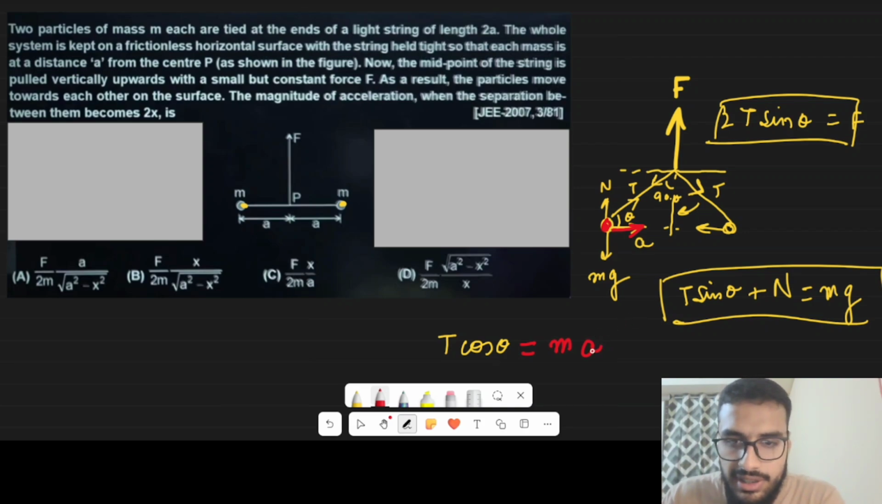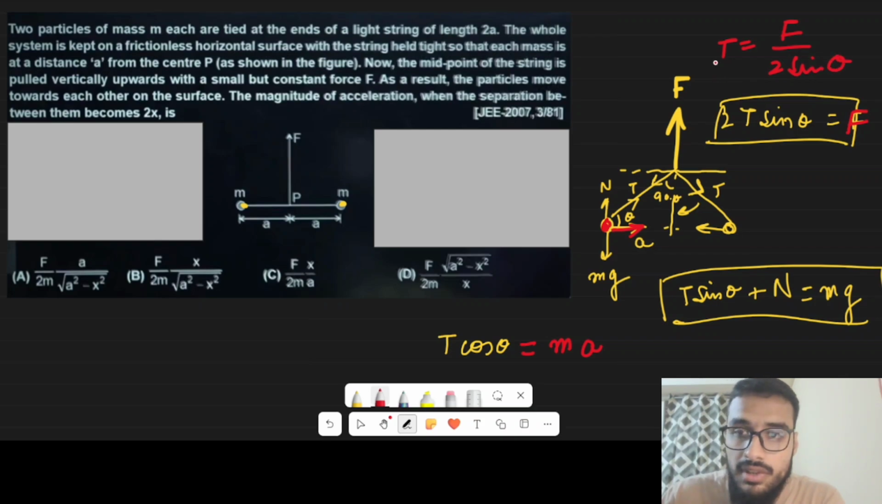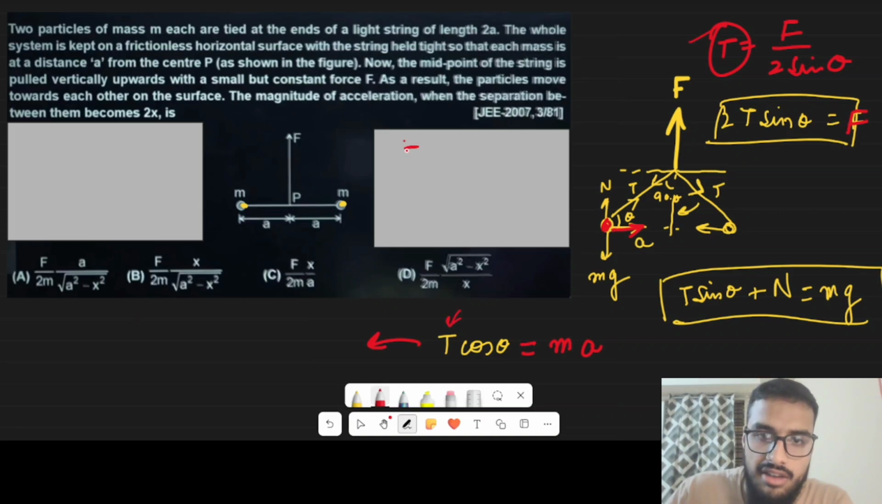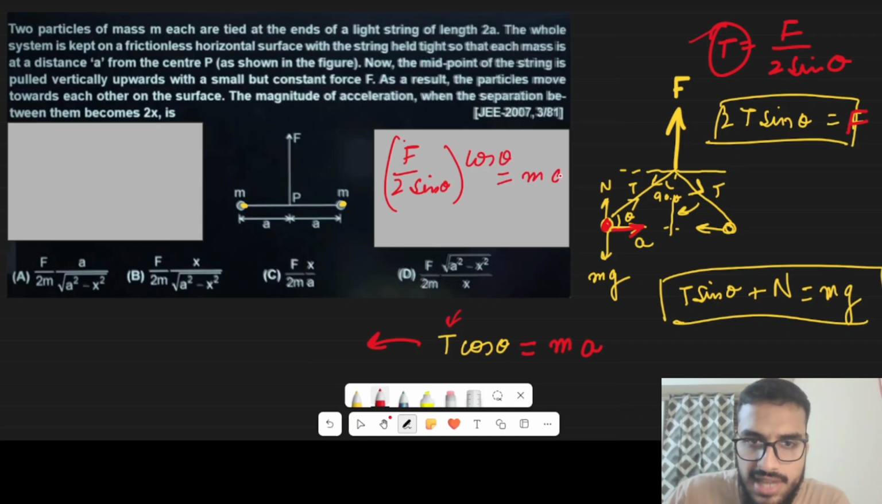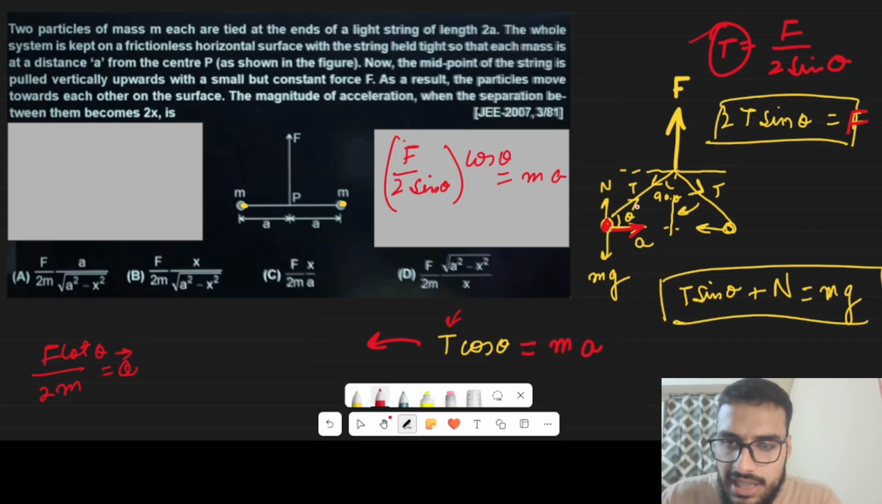That acceleration we have to find. So do we know the tension now? Can we say T is nothing but F divided by 2 sin theta? Can we put this T in this equation now and write F by 2 sin theta times cos theta should be equivalent to mass times acceleration, isn't that? So what is acceleration now? F by 2m cot theta. This is our acceleration. And what is cot theta? From this triangle we can calculate that.